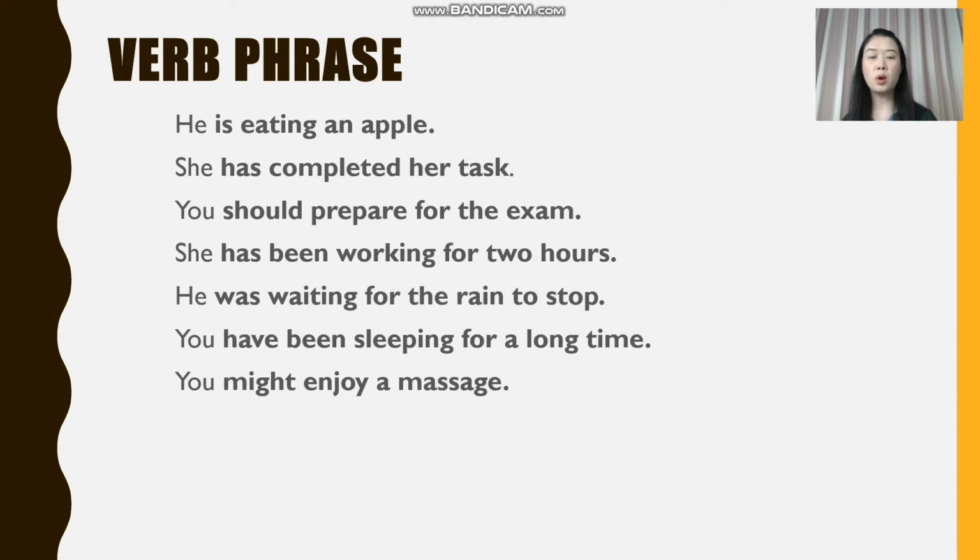She has been working for 2 hours. The word working is the head word plus some optional modifiers. He was waiting for the rain to stop. The word waiting is the head word. You have been sleeping for a long time. The word sleeping is the head word. Good. You might enjoy a massage. The word enjoy is the head word.